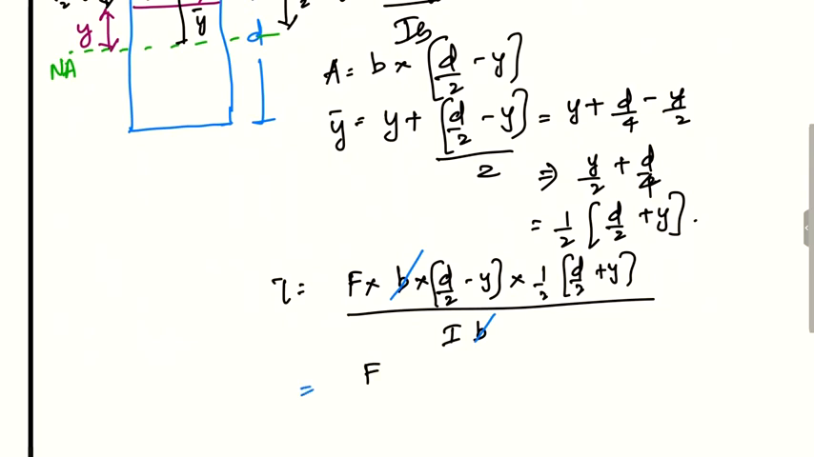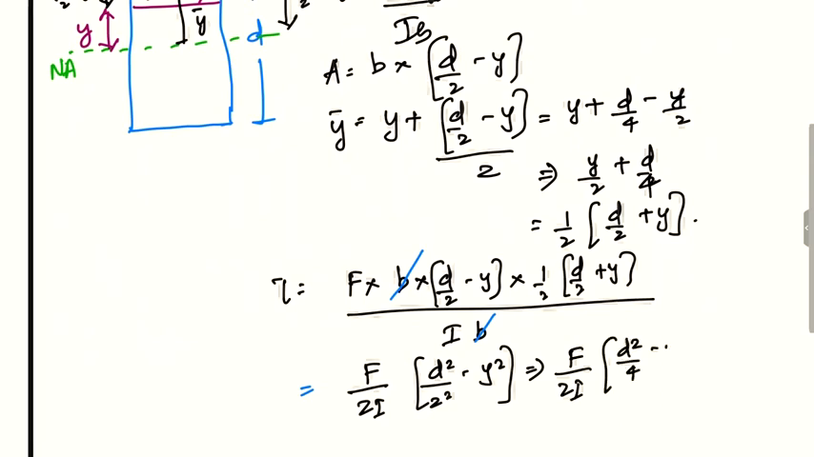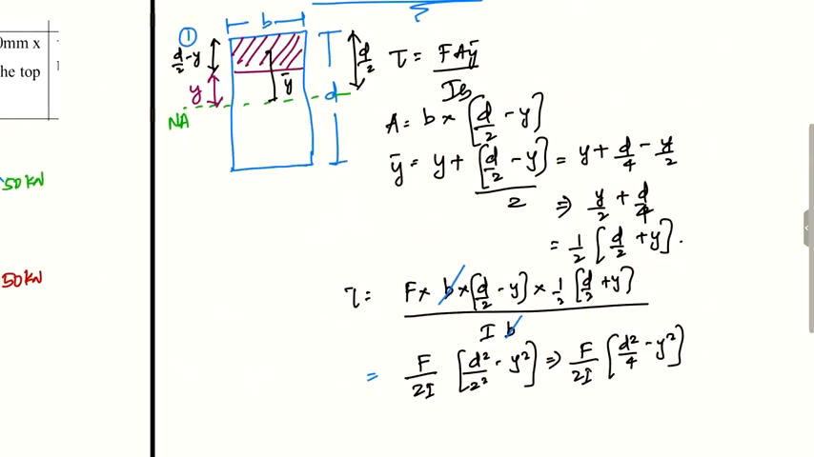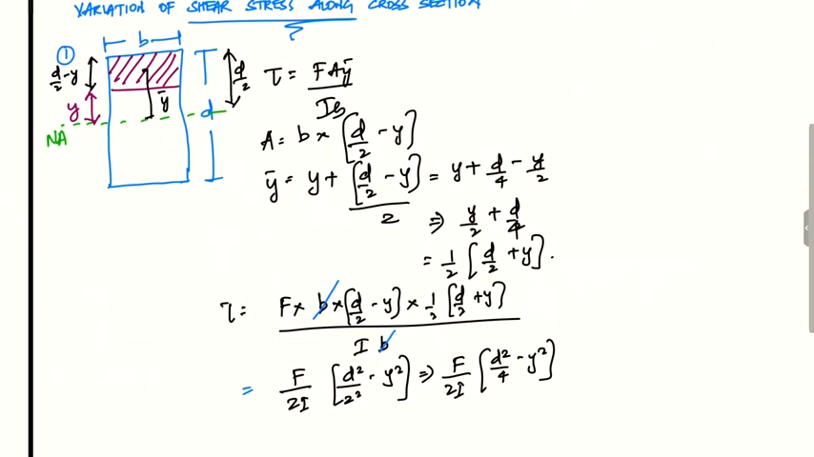Effectively I'll get F by 2I into two terms, that is D by 2 minus Y and D by 2 plus Y. What is the form of that? I could write that as A plus B into A minus B, right? This is D by 2 minus Y and this is D by 2 plus Y. So that is D square by 2 square minus Y square, that is A square minus B square, right? That is, I am getting F by 2I into D square by 4 minus Y square. So what I came to explain is that this contains a term which is Y square, which means your variation will be parabolic, right?